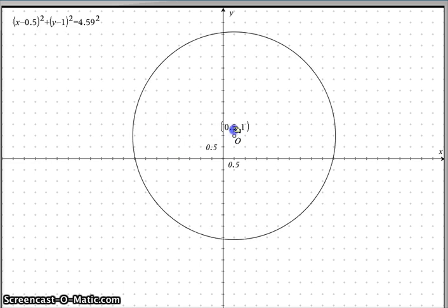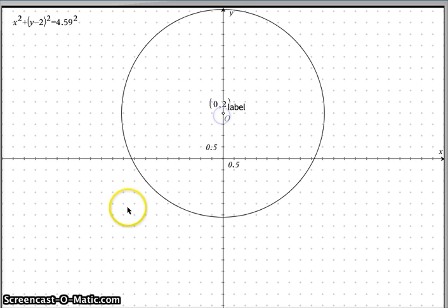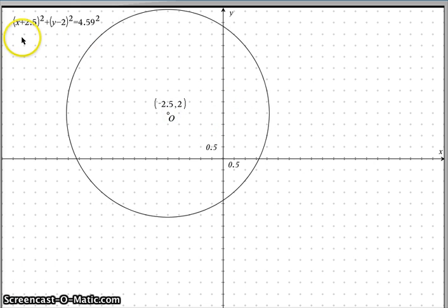If I move my center point to something else, now you can see that just this changed and my radius stayed the same. But again, make sure if this thing changes into a positive, that actually represents x minus a negative 2.5. You have to be a little bit careful with those plus and minus signs.